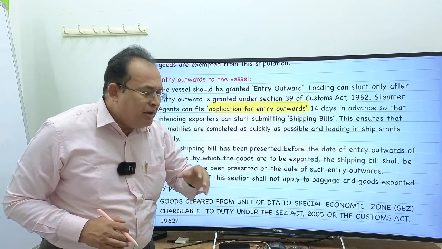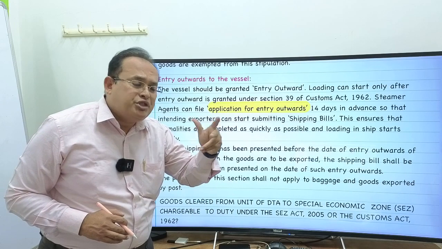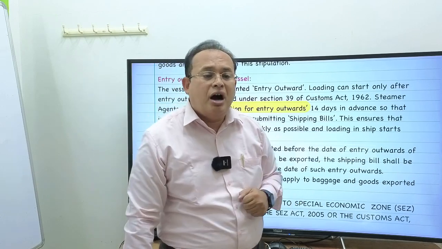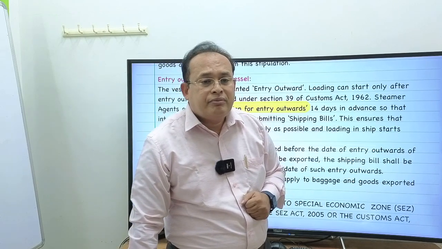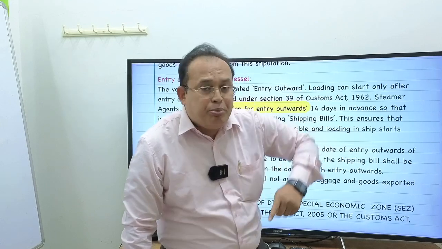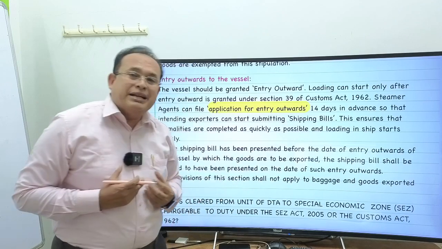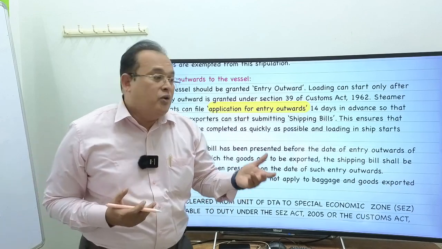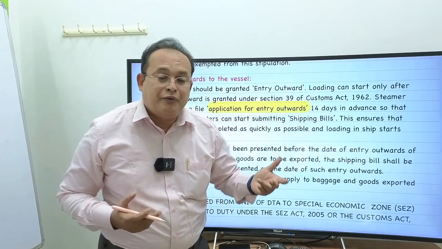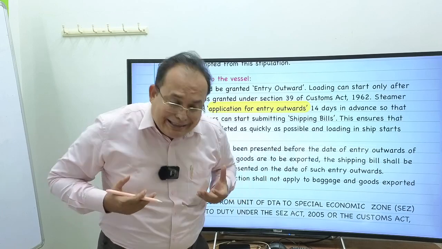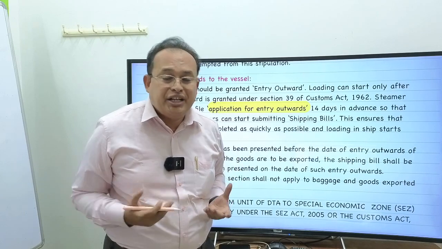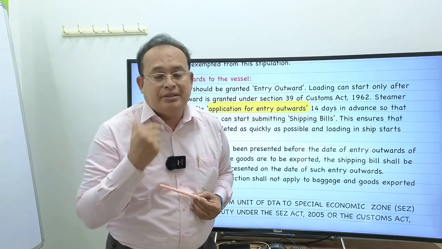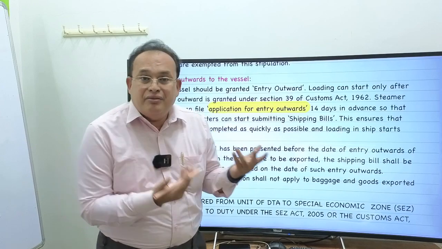Suppose my vessel is set to sail from Chennai port on 15th of December. Being the steamer agent, I should submit, prior to 1st of December, the application for entry outward to the Department of Customs. Sir, please give the permission for exporting the goods in my vessel. My vessel is set to sail from Chennai port on 15th of December. Now I am submitting the application for entry outward for my vessel to carry the goods.